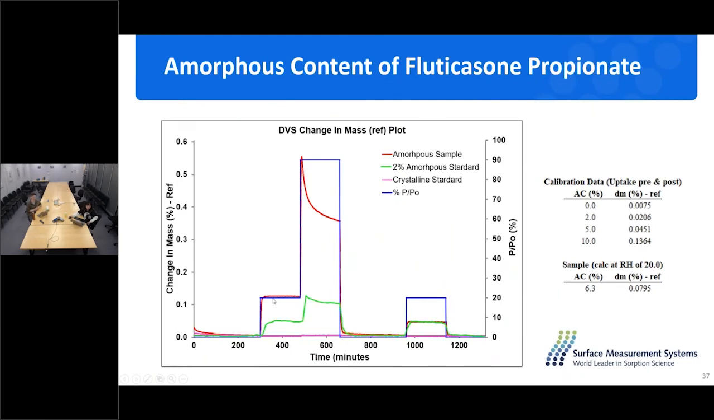So the same stages we introduced previously: 20% ethanol and then 90% ethanol to induce the crystallization. We compare the difference in uptake between the first 20% stage and the last 20% stage for the calculation of the amorphous content. We have the crystalline material in the pink color here, and the 2% amorphous standard as a reference material, and we calculate for the red line, the sample of interest, about 6.3% amorphous content inside this material of interest.